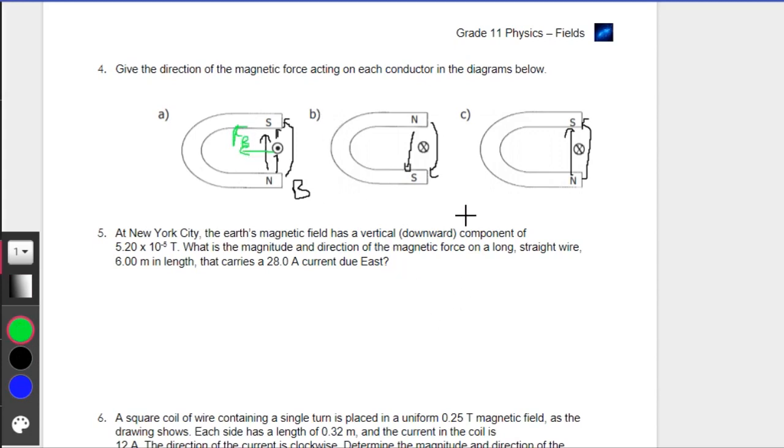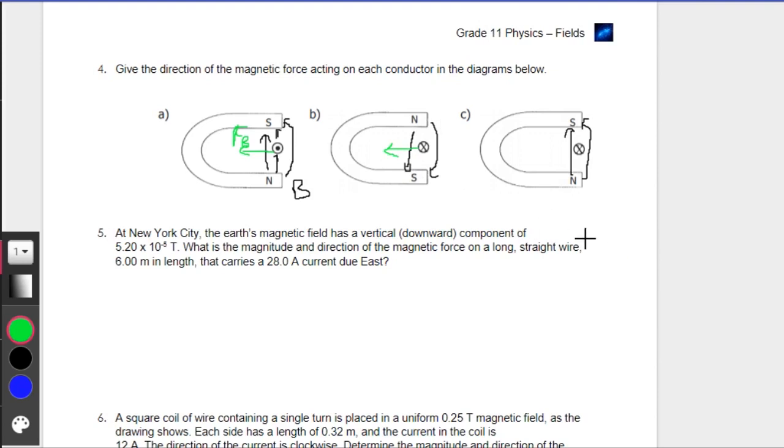For B, in this case here, we now have our magnetic field pointing south and our current is into the page. So this time you want to stick your thumb away from you, kind of into the page, and you want to have your fingertips pointing down. What way is our force? It will be west again.